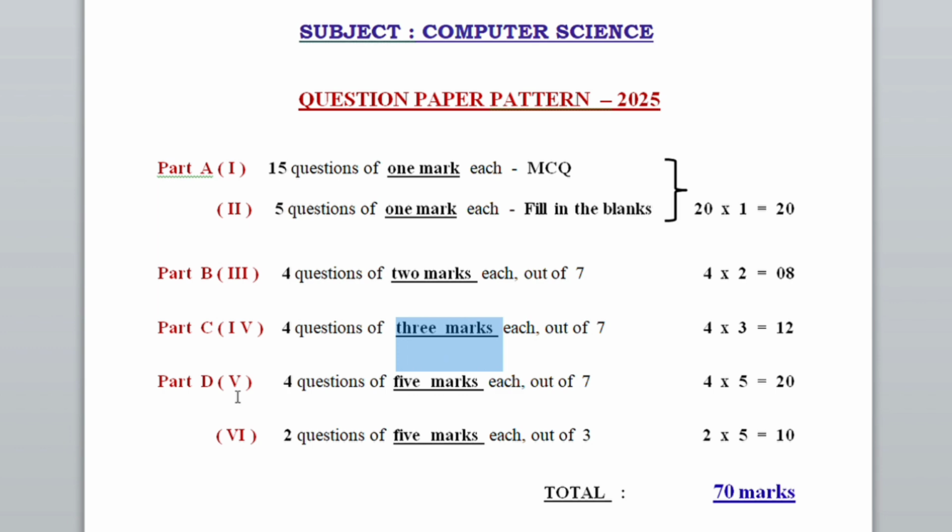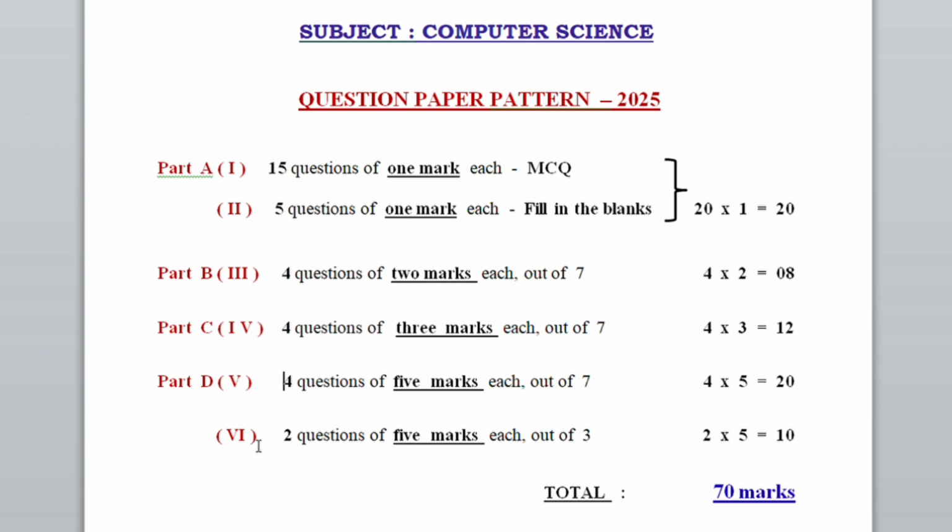Then in Part D, again you will have 2 mains, the 5th main and the 6th main. The 5th main is of 5 marks questions. See, the 3rd main is 2 marks, the 4th main is 3 marks, and the 5th main, which is Part D, is 5 marks. Again you will have 7 questions, out of which you need to answer any 4, each of 5 marks. So it is 4 into 5, 20.